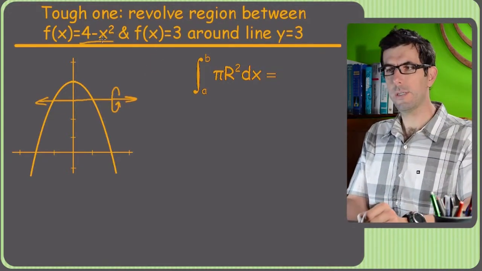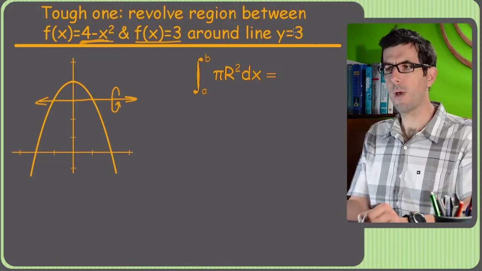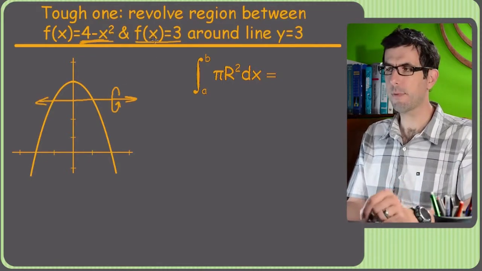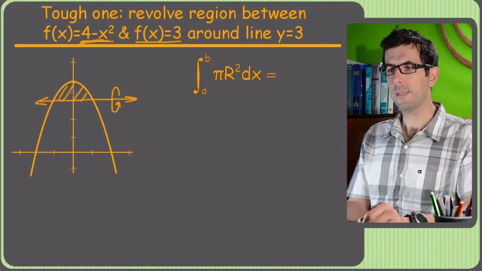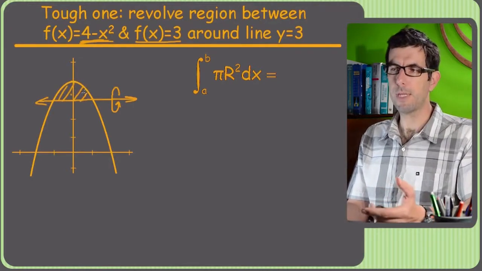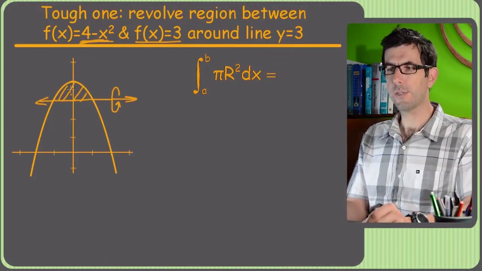All right, so the region is between 4 minus x squared, so that's the parabola, and f of x equals 3, which is just the same horizontal line, y equals 3. Because f of x and y, same difference, right? So this is the region. And since it's disk method, pretty much you have to have the same spin axis as one of the boundaries. All right, so here's our region.